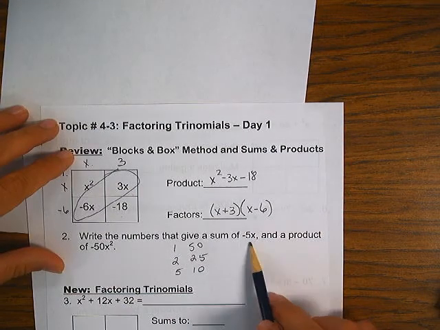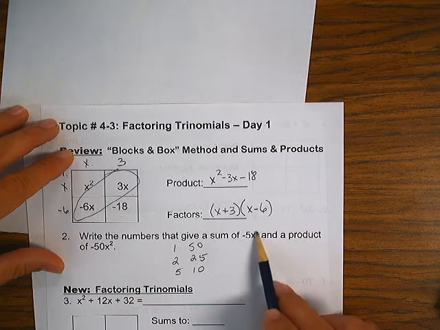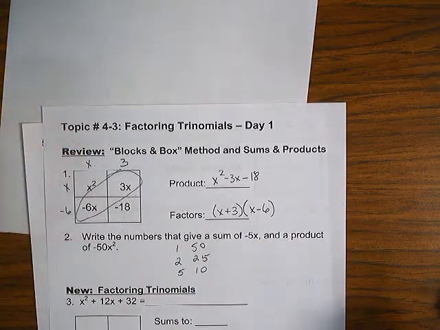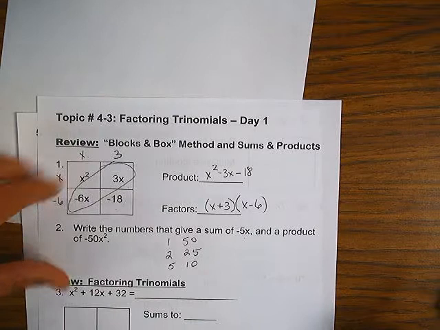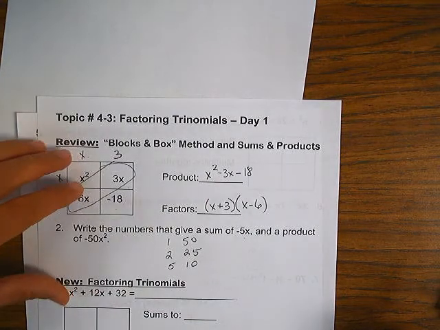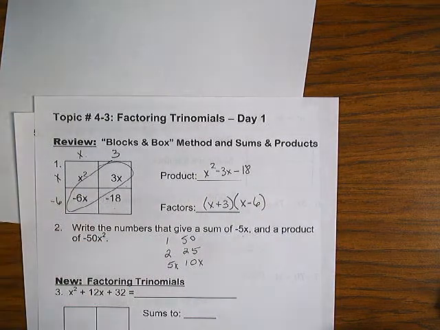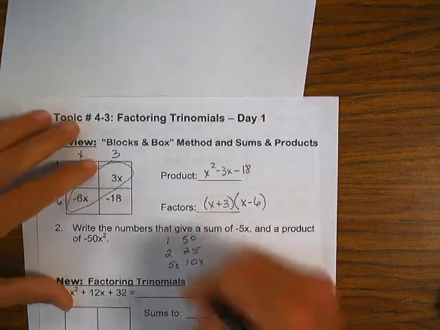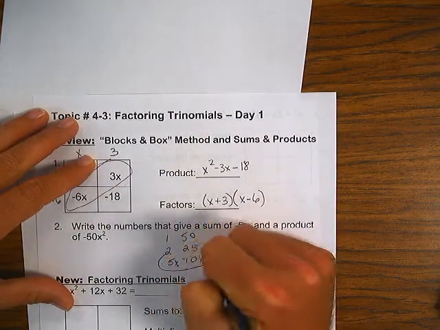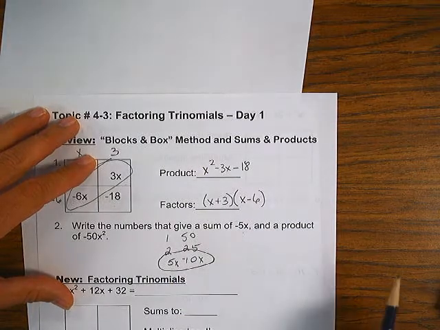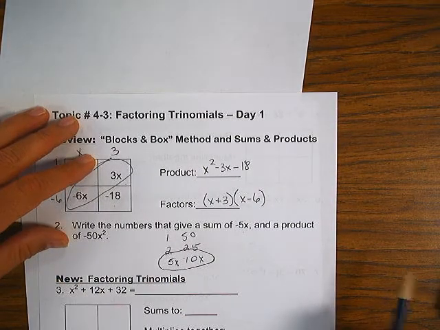Now, if I make one of those negative, I need the sum, when I add them together, to be negative 5x. Do I have the right numbers written down right now? Yes. Which one? 5x and 10x. Which one do I need to make negative? The 10. Because when I add those up, that's negative 5.